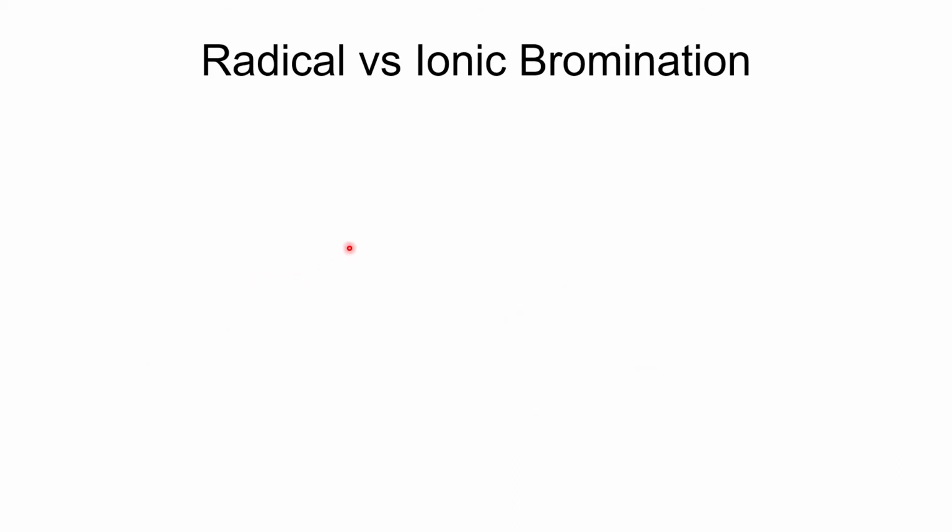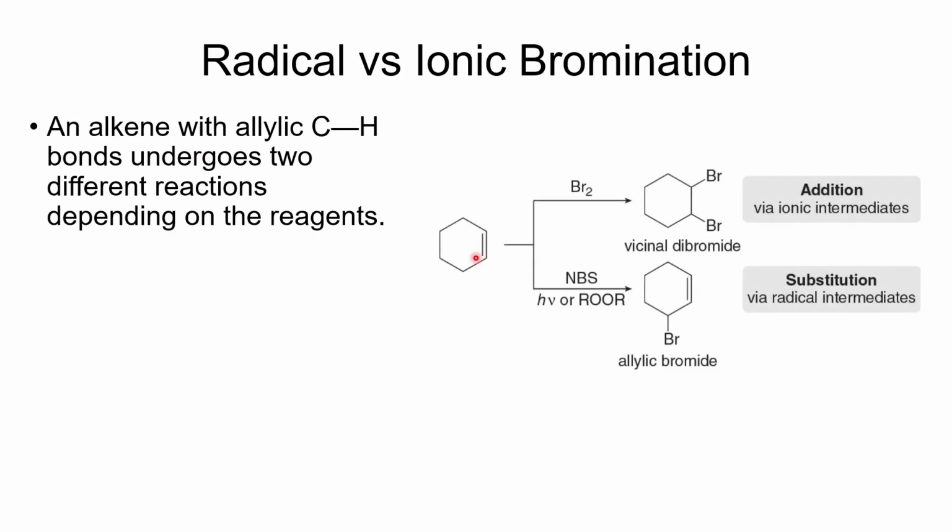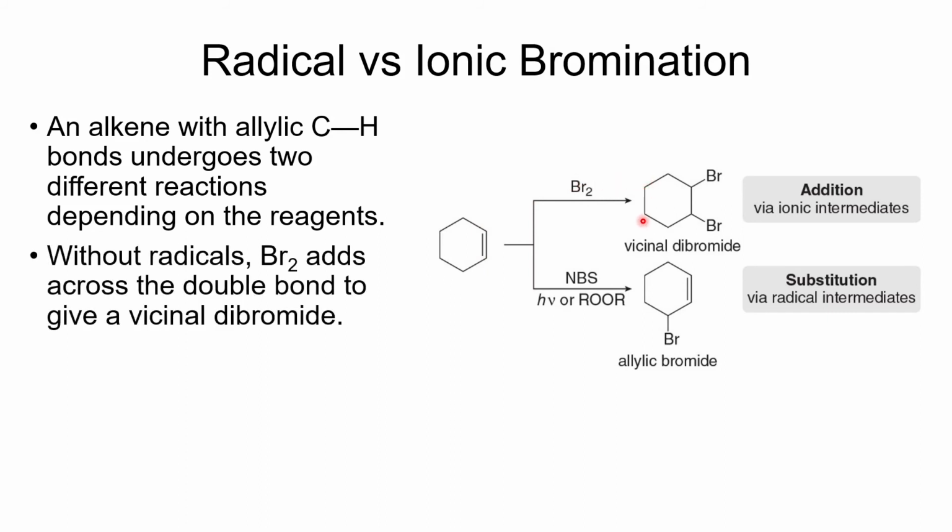All right, so radical versus ionic bromination. If you have an alkene like cyclohexene and you don't have it in radical conditions, you have it with just bromine, bromine will do addition. Remember the bridged bromonium ion? Again, go look at chapter 10 if you want to see that. And you'll get a trans vicinal dihalide via the ionic intermediates.